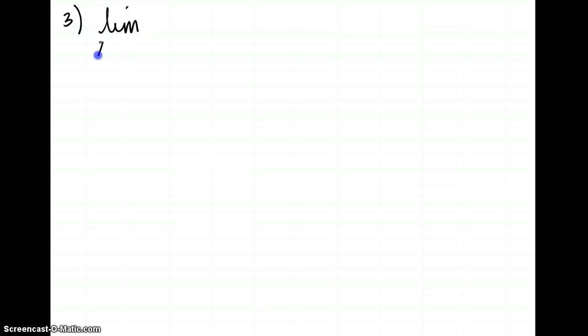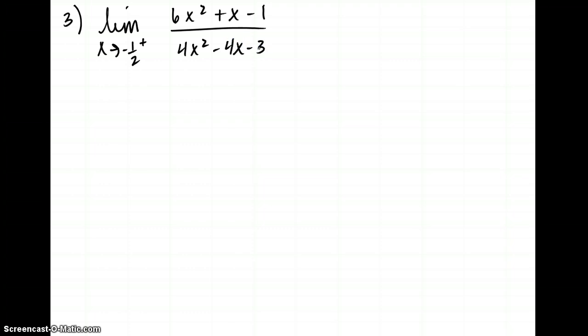Okay, limit as x approaches negative 1/2 from the right-hand side. 6x minus 1 all over 4x squared minus 4x minus 3. Now instead of going right to a direct substitution, I would recommend that you factor this and see if we can get anything to cancel. Alright, so you want to simplify your life by any means possible.